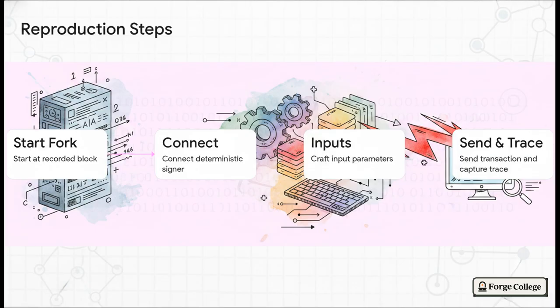You lock in the exact block, you connect a consistent deterministic test wallet, you format the precise input parameters, and you hit launch to send the transaction. Then you just sit back, capture the trace, and watch the sparks fly.